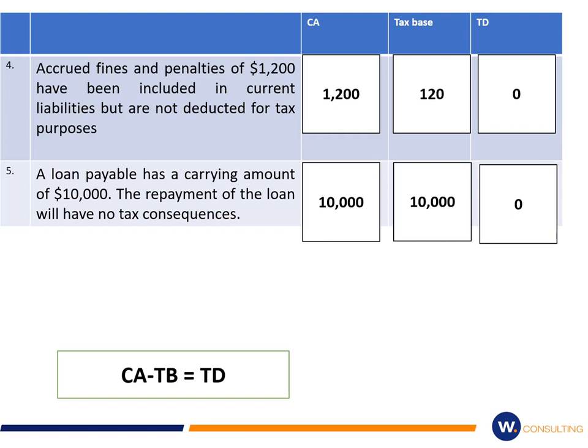So accrued fines and penalties and a loan payable, we say they have no future tax consequences. If there are no future tax consequences, therefore the carrying amount and the tax base are going to be equal. Therefore for number 4, correct the tax base to 1,200, not 120, and it's 10,000 for number 5. In both instances, our temporary difference is 0.